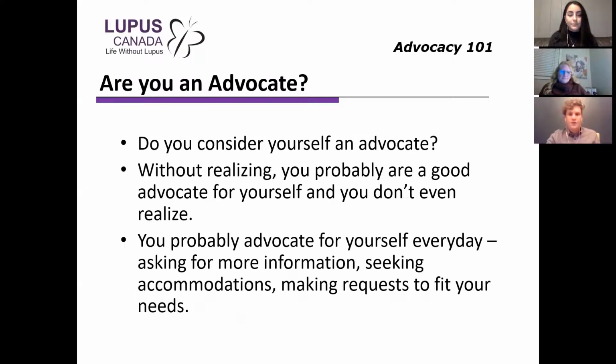So are you an advocate? So now that we've kind of defined what advocacy is and the types of advocacy, do you consider yourself an advocate? I'm sure without realizing it, you're probably a good advocate already for yourself and you don't even realize. You probably are advocating for yourself every day, asking for more information, seeking accommodations, and making requests to fit your own needs.